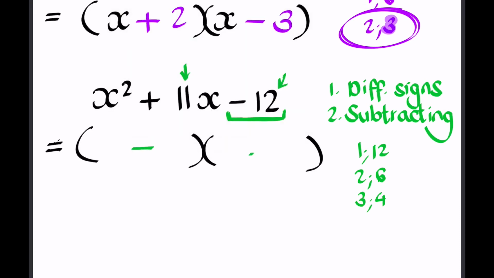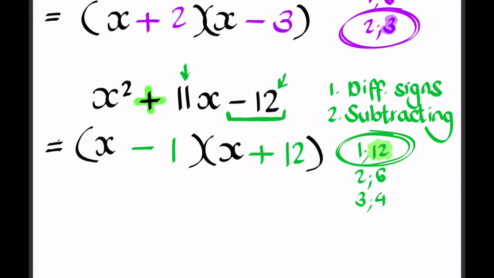Now, one of the brackets will have a minus and one of the brackets will have a plus. It doesn't matter which order I put the brackets in, so long as what goes inside the bracket is in the right place. So now I'm going to decide, is it 1 and 12, 2 and 6, 3 and 4 that when subtracted gives me 11? It's 1 and 12. So 1's going to go into one bracket and 12's going to go into the other, but I need to know which one goes where. So I look at the middle term, and the middle term is a positive, which tells me that the bigger number, so in this case the 12, needs the positive. So the 12 goes with the positive, the 1 goes with the negative, and x squared becomes x and x.